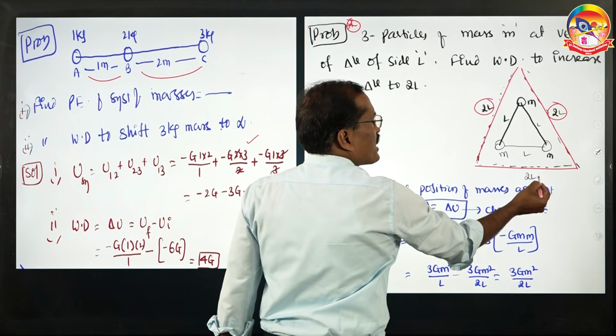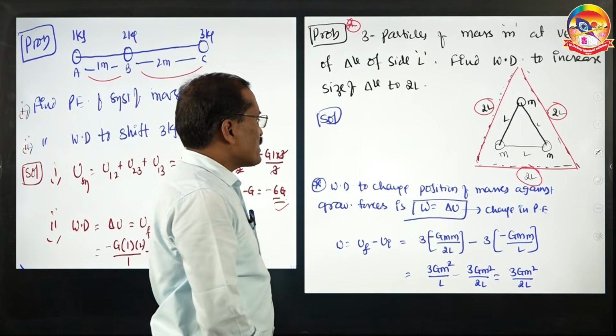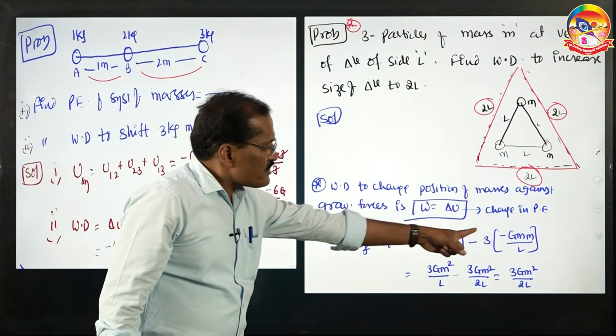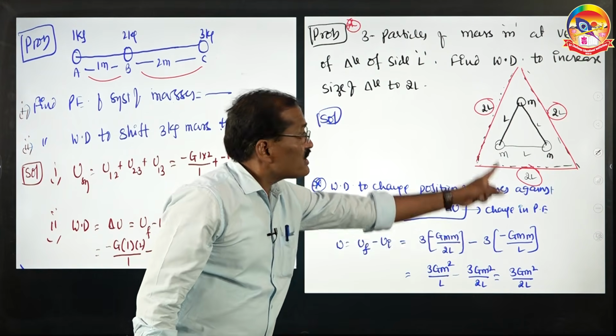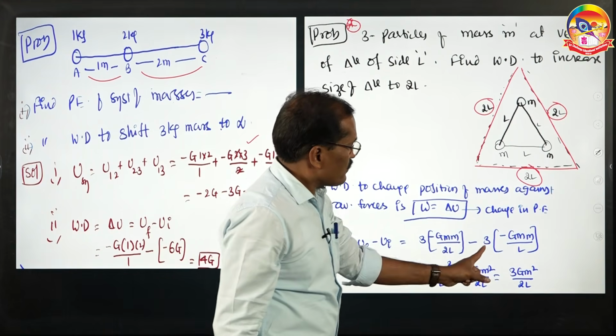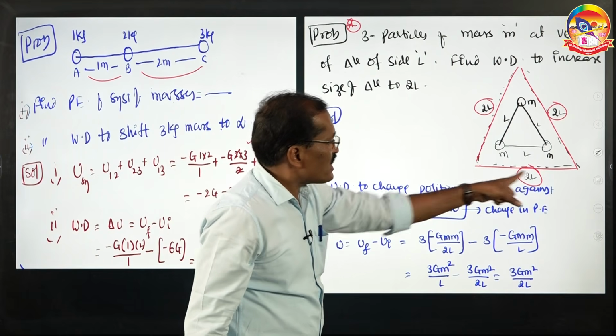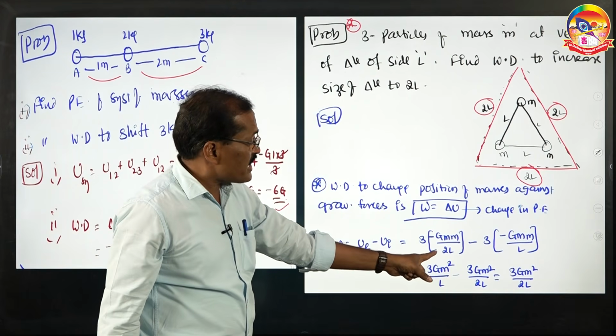For this, the amount of work done is equal to the change in potential energy. See the formula. Earlier, what was the potential energy? Minus GMM by L. 3 pairs are there here. This is the original potential energy before they shift. After shifting, the new potential energy is this, because the side is equal to 2L.